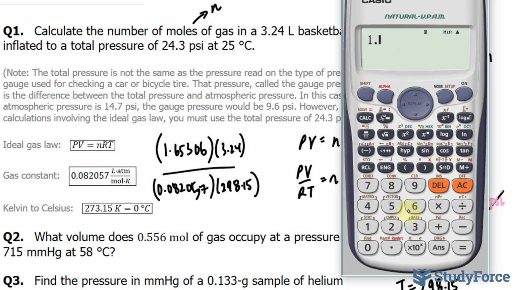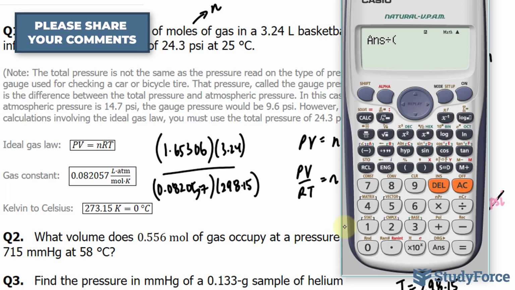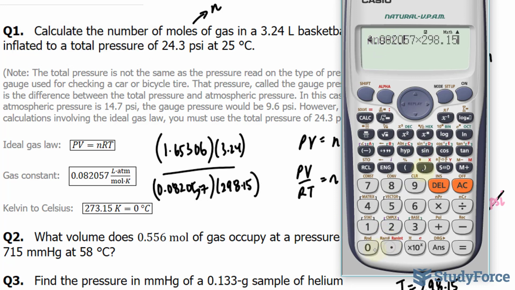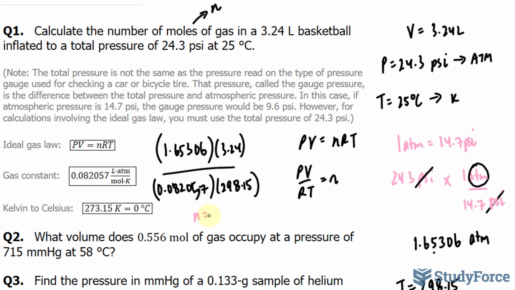We have 1.65306 times 3.24. This represents the numerator. You don't need to write it down because your calculator can store it. And we'll divide that by the product of these two factors. This gives us a mole value of 0.2189. N is equal to 0.2189 moles. Now we started with 3 significant figures, and so we should end with 3 significant figures.